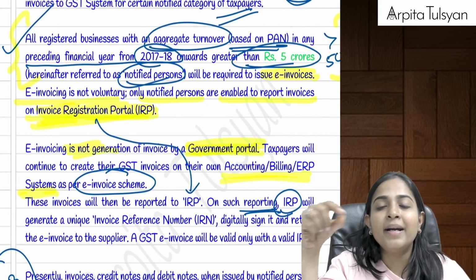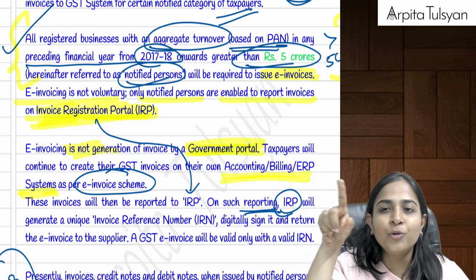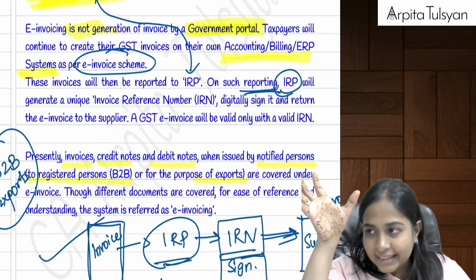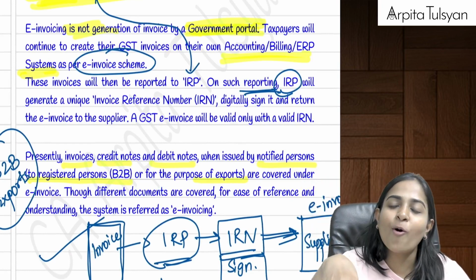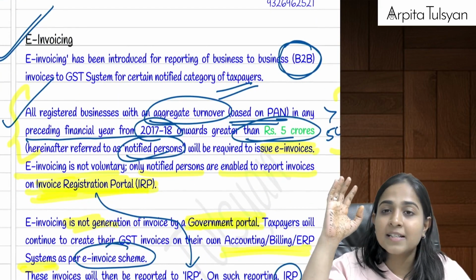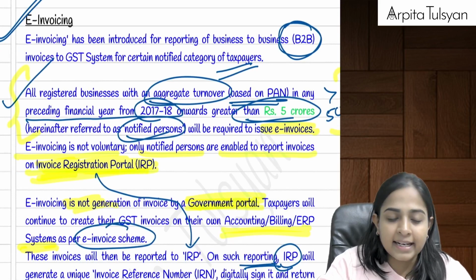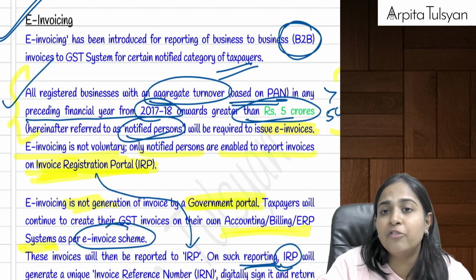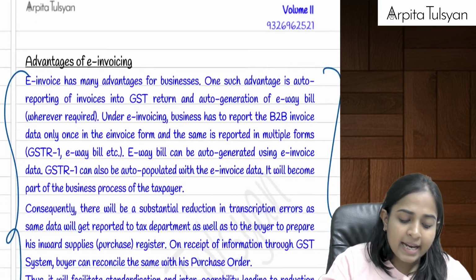Then that document is digitally signed by the GST department, and it will give you a QR code. Then this particular entire document will be called your e-invoice. But this entire procedure is applicable for whom? This is applicable only for those entities whose aggregate turnover has exceeded 5 crore in any one of the preceding financial years, and only for B2B and export they are required to do this e-invoicing.